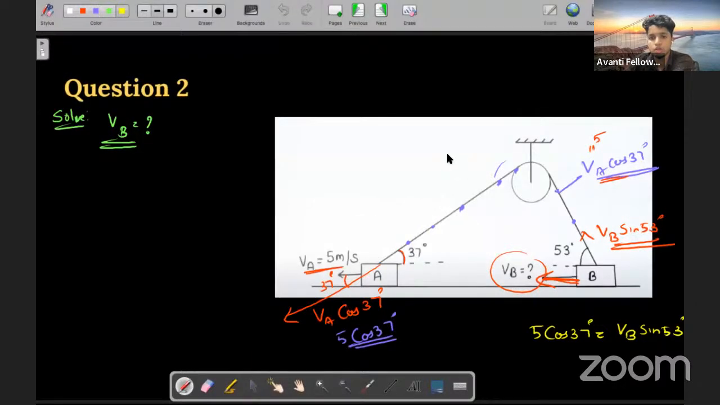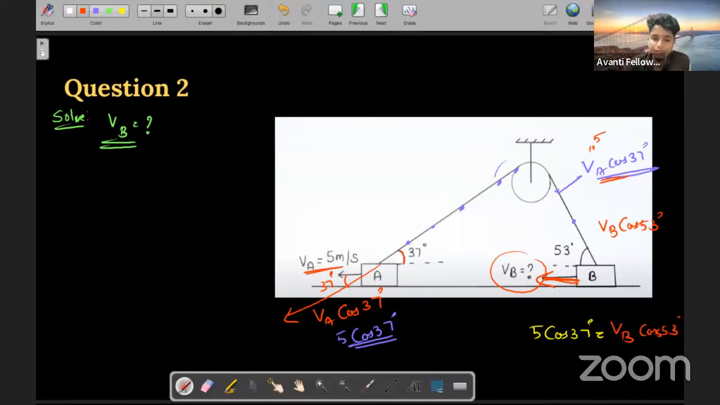previously, just a second, it is not sine. Why am I writing sine? It is what? VB cos 53 degree. Sorry, okay, my bad. Mostly I'm writing sine because of the component. Okay, it will be VB cos 53 degree. Is it good? My bad. Okay, my bad. Printing mistakes.